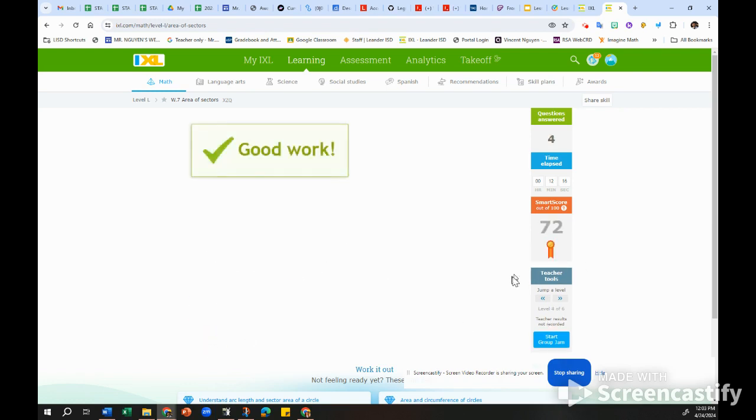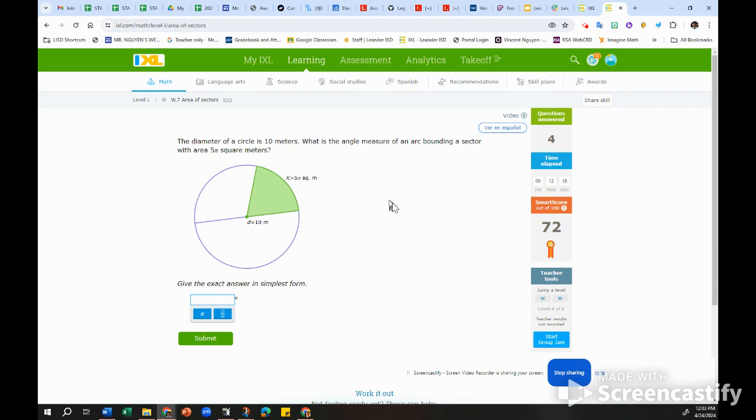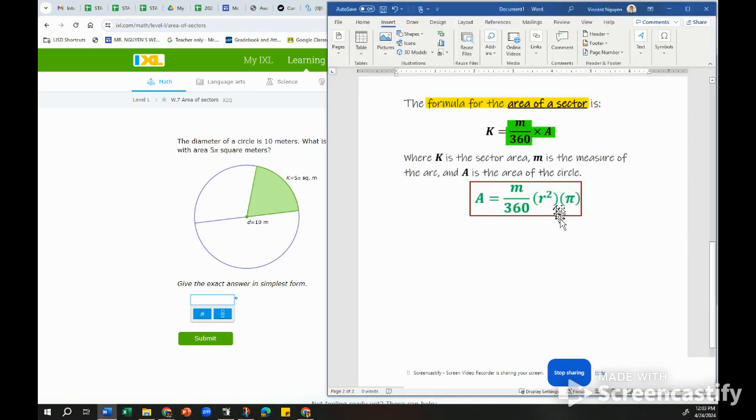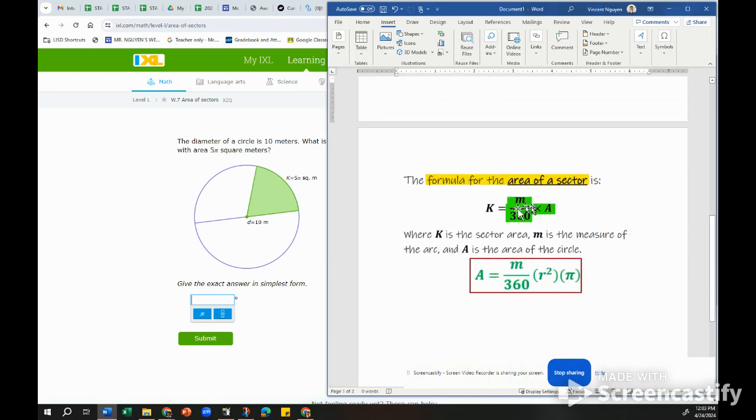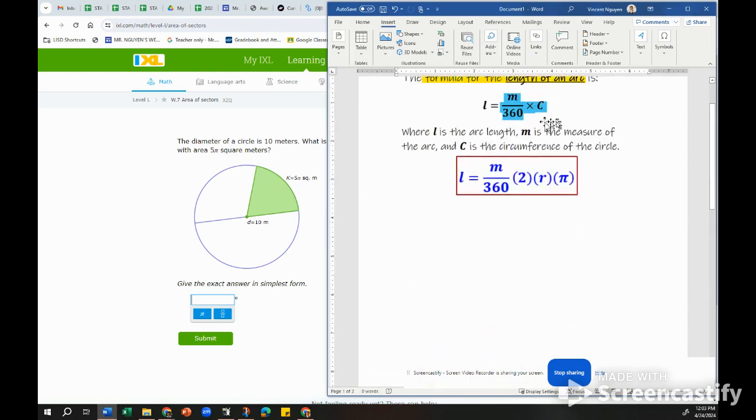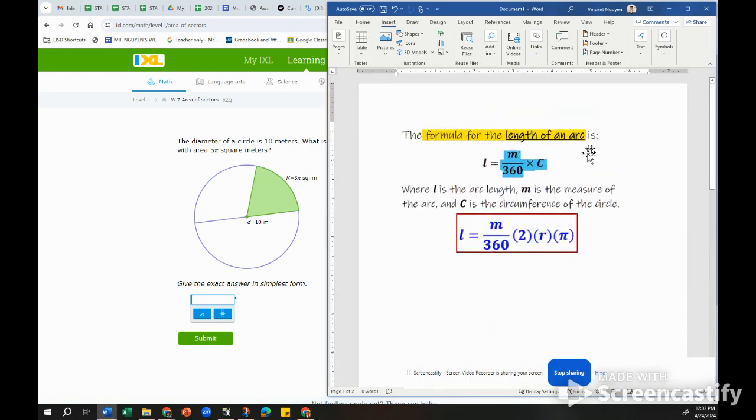Submit. All right. Okay, I'm gonna stop here, guys, because I think that's plenty of examples for you to see how you apply these two formulas right here. If you didn't write those formulas down, here it is again. Part of the circle times the area is the area of a sector. Part of the circle times the circumference is the length of the arc.